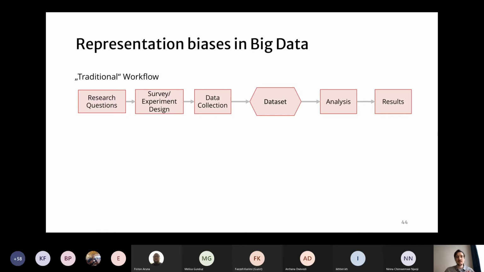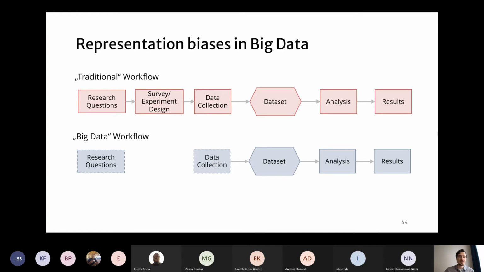So the problem is that in many big data sets and in mobility data sets, you can have representation biases. And I just want to briefly highlight how I conceptually think about where that comes from. Traditionally, when you want to answer scientific questions, you start with a research question, then you design a survey or an experiment, you collect data, you get your data set, and then you analyze it, and you get some results.